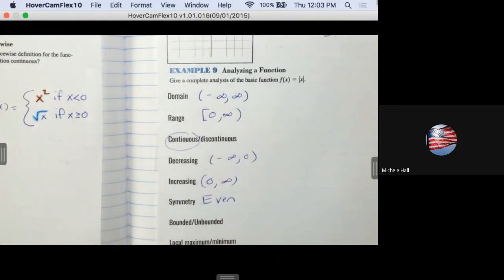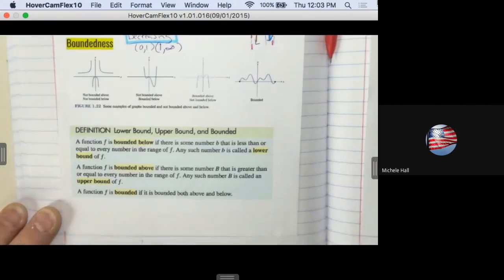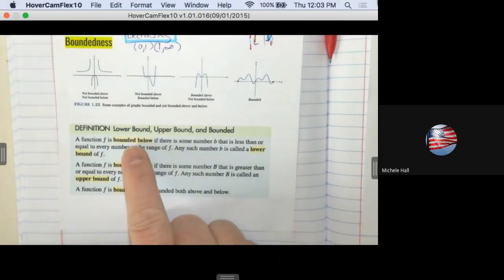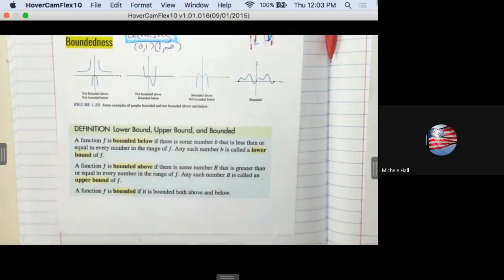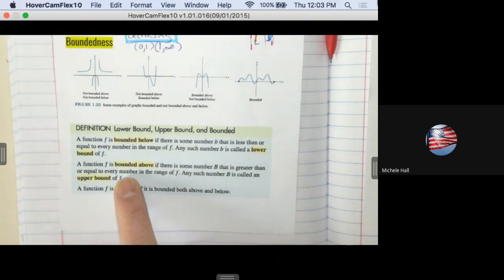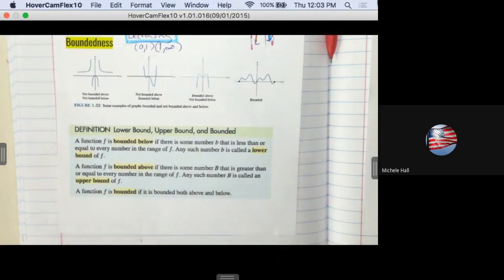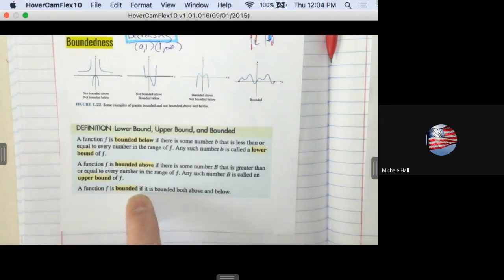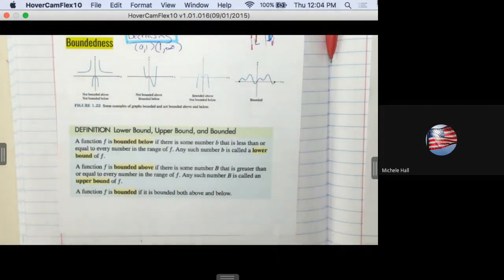And then bounded or unbounded, what does it mean to be bounded? It says that if you're bounded below, that there is some number b that is less than or equal to every other number in the range. So you're looking at the range, there's some number that's lower than every other number. And that would be true for above as well, that there's some number b that's greater than or equal to every other number in the range. And then it's bounded if it's both of them. If you have a high and a low number, that it's staying between.